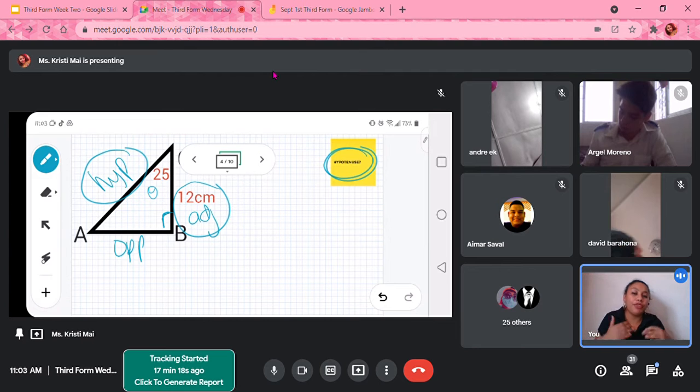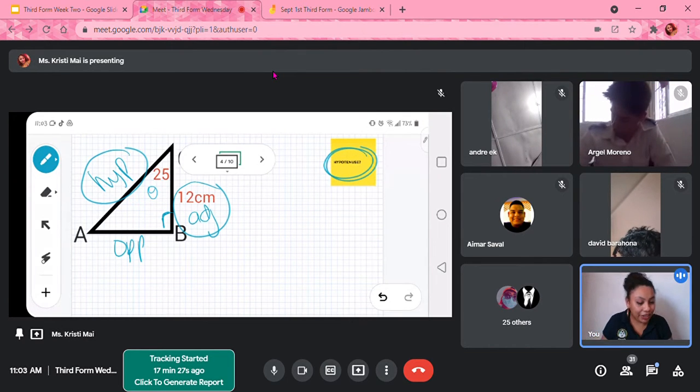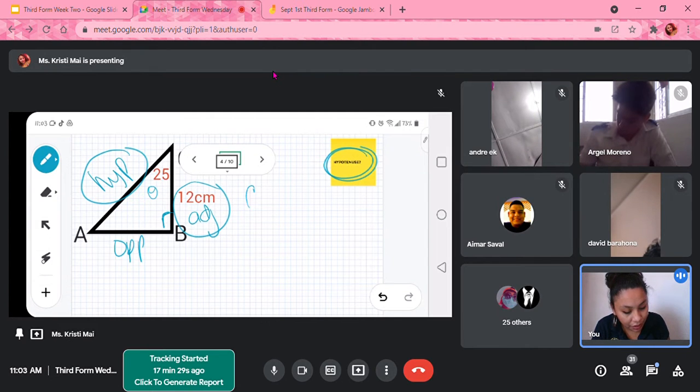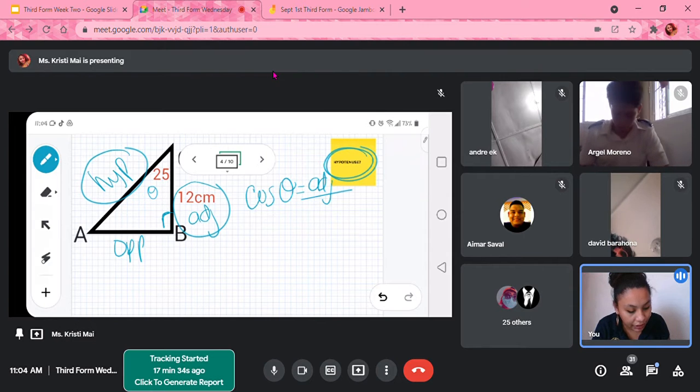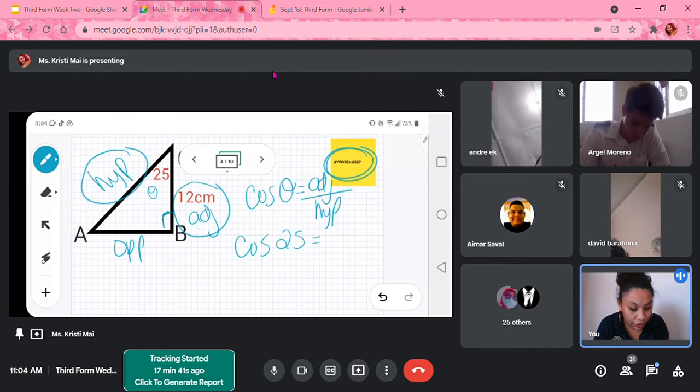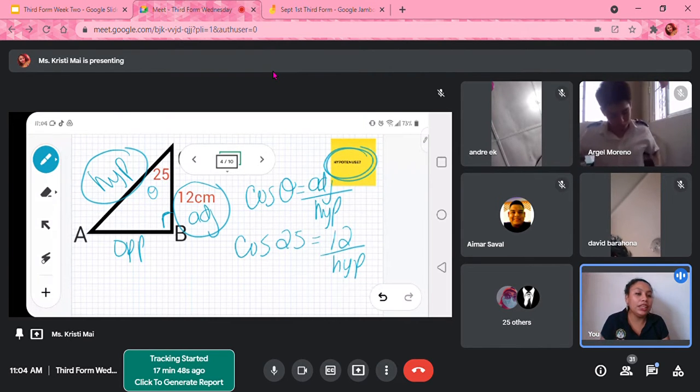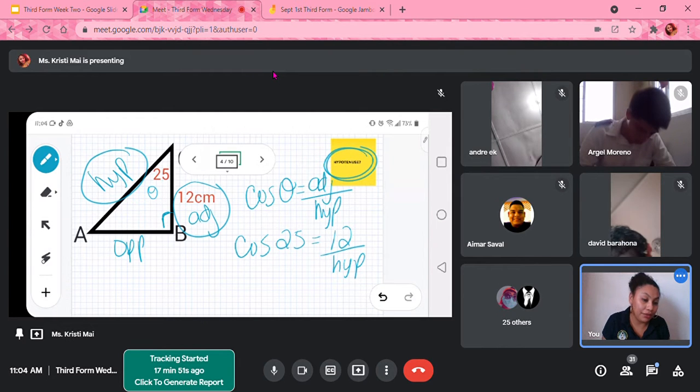So which formula has adjacent and hypotenuse? Cosine, miss? Cosine, very good. So I'm using cosine of theta is equal to adjacent over the hypotenuse. I have cosine of 25 is equal to adjacent is 12, and the hypotenuse I do not know what that is. And I want to leave the hypotenuse by itself on one side.